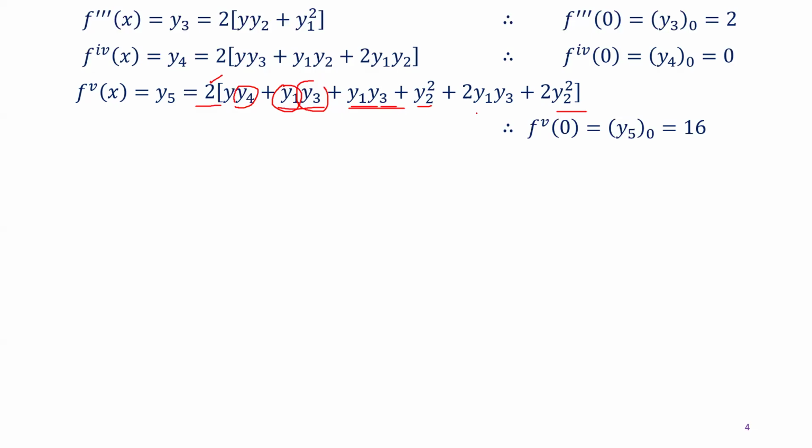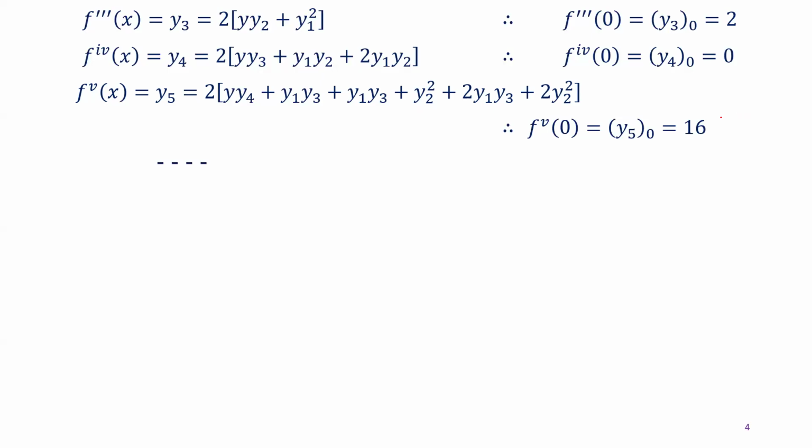Okay, now again there is y1 y3. So this is 4 times y1 y3. So 4 times, 4 into 2 is 8 and 8 into 2 is 16. Right? This will become 0. So ultimately we are getting y5 of 0, which is equal to 16.